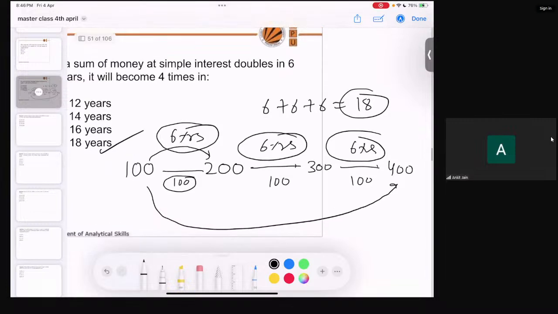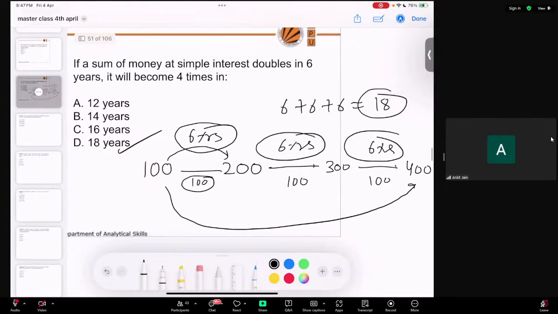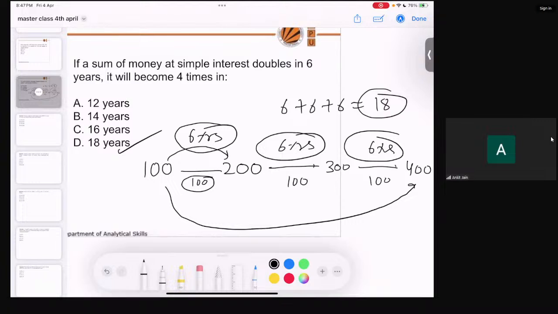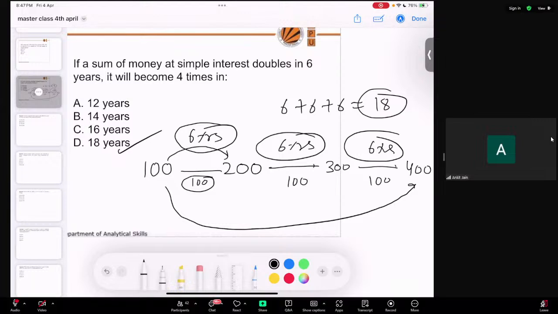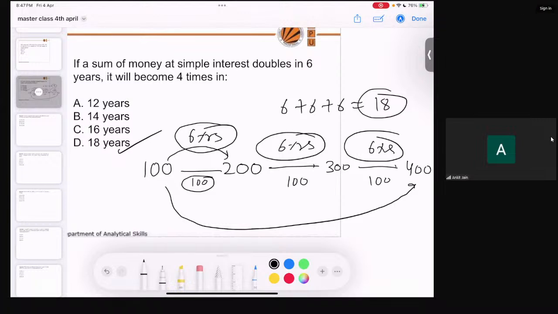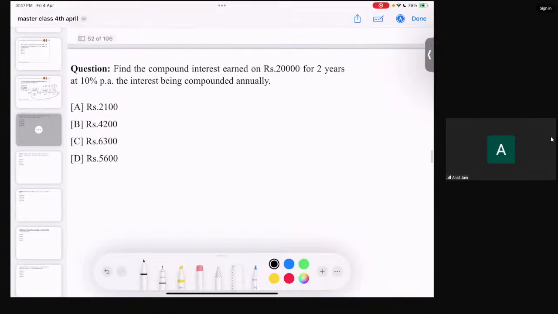In case of SI, the interest remains same every year. So in 6 years, the interest is 100. So after 6 years, again the interest is also 100. So 100 becomes 200 in 6 years, 200 becomes 300 in 6 years, then 300 becomes 400 in the next 6 years. So in total it becomes 400 in 18 years. I hope it is clear to you. Okay, move to the next question.